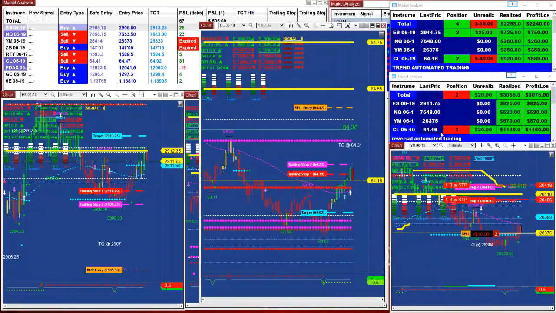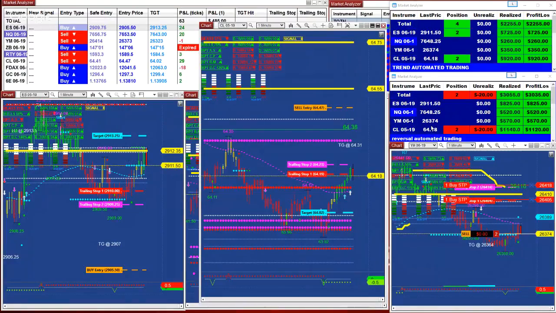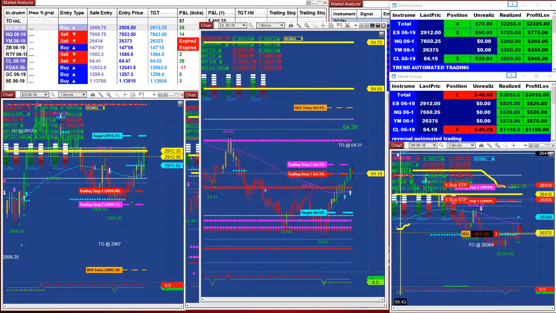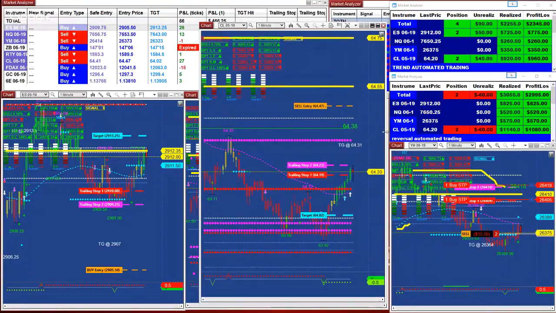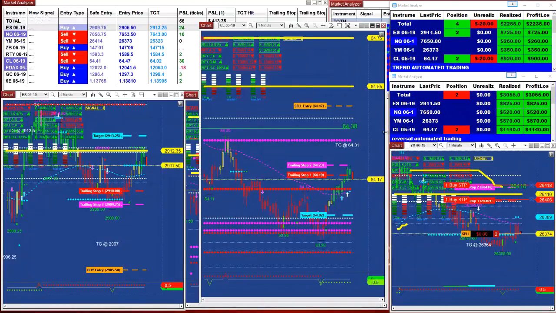So that's why if you follow the B scalping or the reversal automated trading, this is the entry. I'm showing you how you can copy those signals, and you can see that there is a short at that number, 64.17, because it wasn't 00, and you can do whatever you want with it. And this is a reverse in this market.